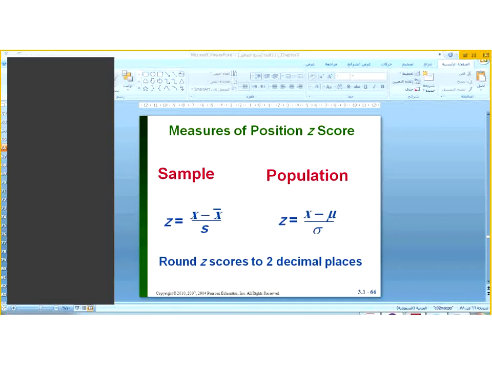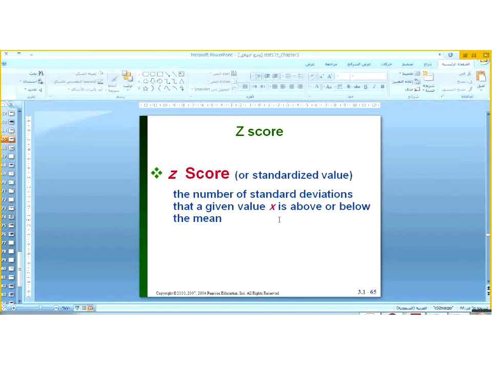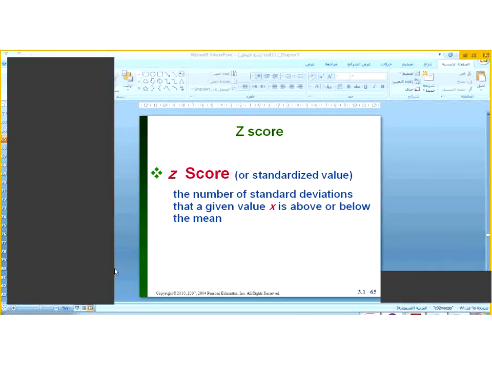Okay. So what does it mean? It is a measure of position, the z-score for the sample. We will round the z-score to 2 decimal places. Of course, it gives me the number of standard deviations that the given value is above or below the mean. What does that mean? We got -3 a moment ago. So the number of standard deviations that the value x is above or below the mean is -3. Remember a moment ago when we used -3 we got 14, right?